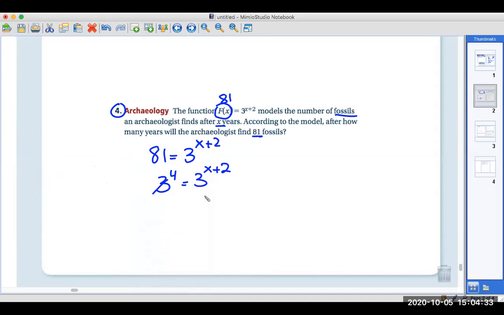So now bases can be dropped out, exponents, set them equal to each other and solve for x. So after 2 years, they have 81 fossils, according to this model.